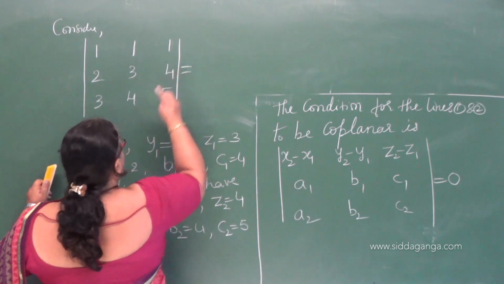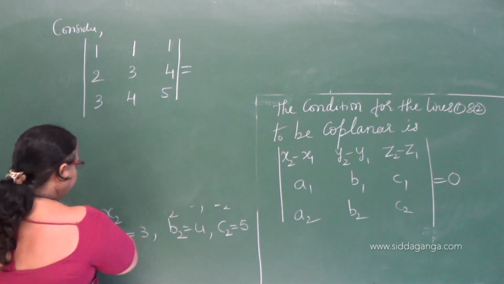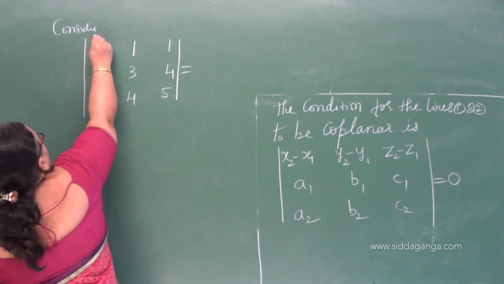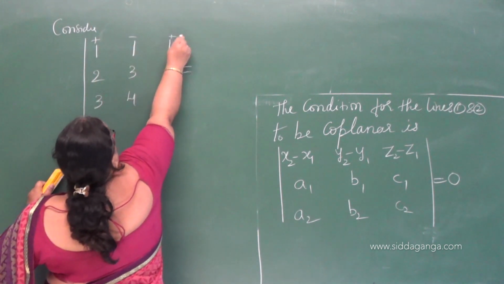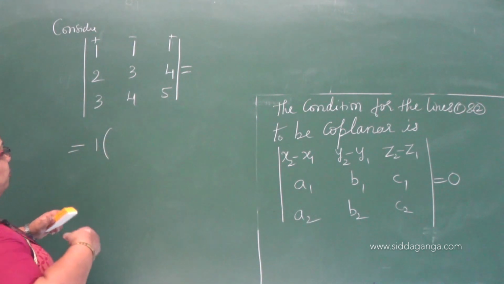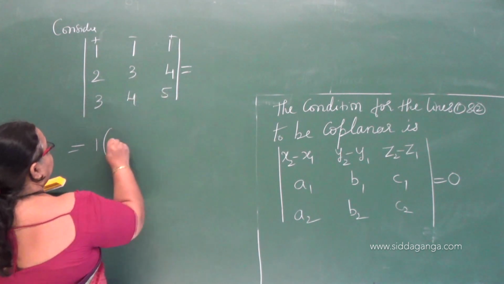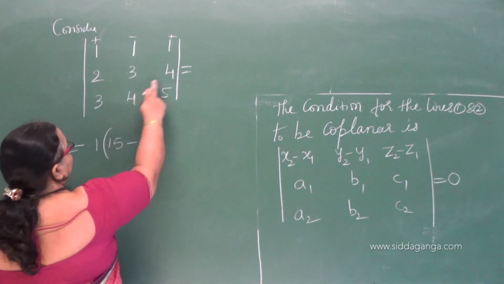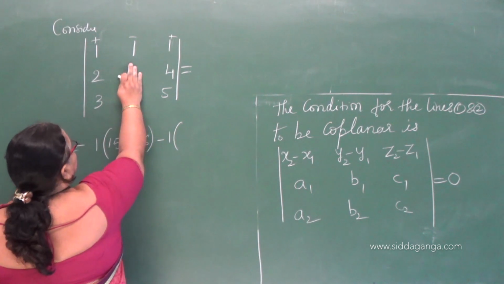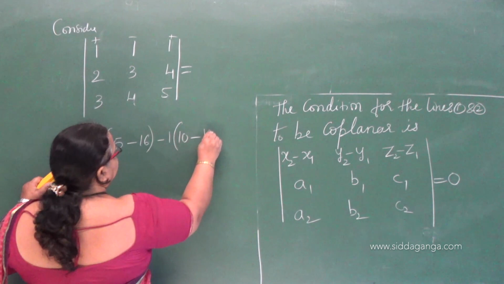Now you expand it along R1, the first row, taking the signs. We take 1 into, delete that row and column: 5 3s are 15 minus 4 4s are 16. Minus 1 into, delete this column: 5 2s are 10 minus 4 3s are 12.